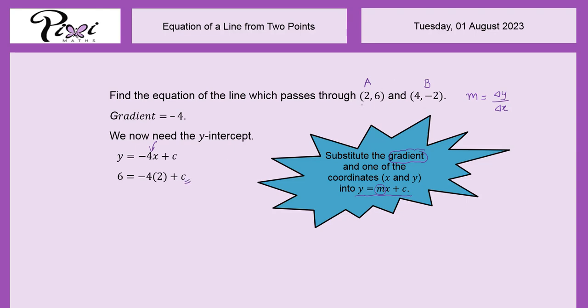So if we choose the first point (2, 6), all we do is substitute the value of y as 6 and the value of x as 2. And this gives us a simple linear equation which can be very easily solved to get the value of c as 14. So with that, we can now get the complete equation, which is y is equal to -4x plus 14 in this case.